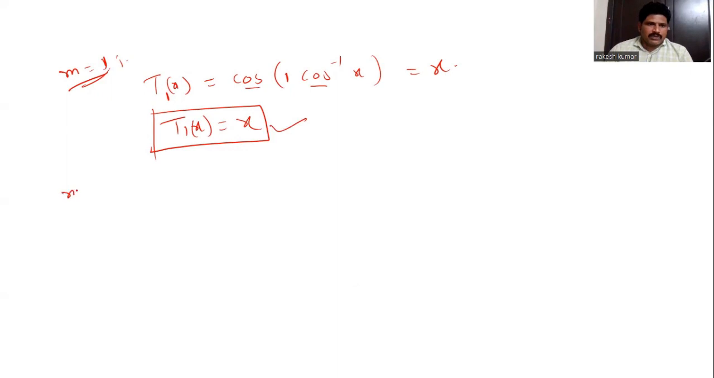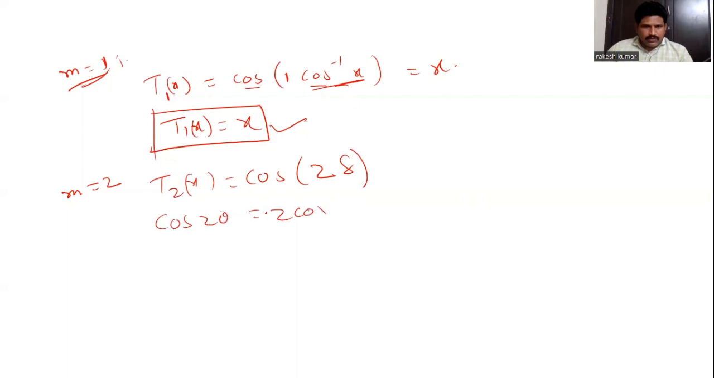Now let us take m is equal to 2. So T2 of x is equal to, what is the expression? Cos 2 into cos inverse of x. Cos inverse of x, I can write it as delta. So T2 of x is equal to cos 2 delta. What is the formula for cos 2 theta, for example? It is 2 cos square theta minus 1. The same thing I will write here: 2 cos square delta minus 1. So this is T2 of x.